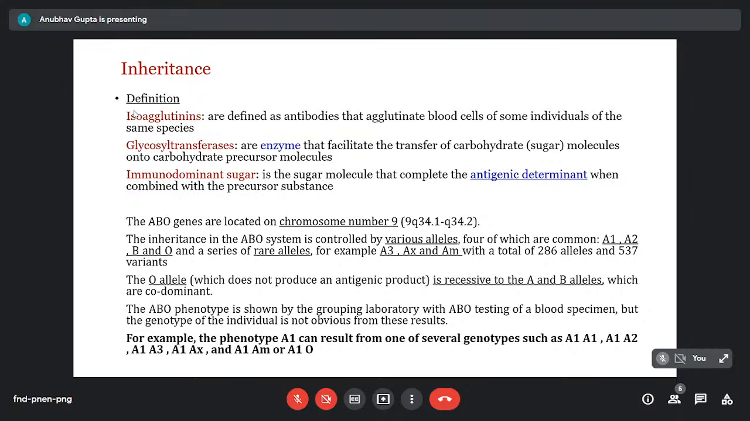So basically, if you are having the A antigen, like in the last line I have typed, for example, the phenotype is A1. It can have several genotypes. You may be A1A1, you may be A1A2, you may be A1A3, you can be A1AX, you can be A1AM, or you can be A1O. So A1 is a broad umbrella. Under that broad umbrella, you can have several genotypes.